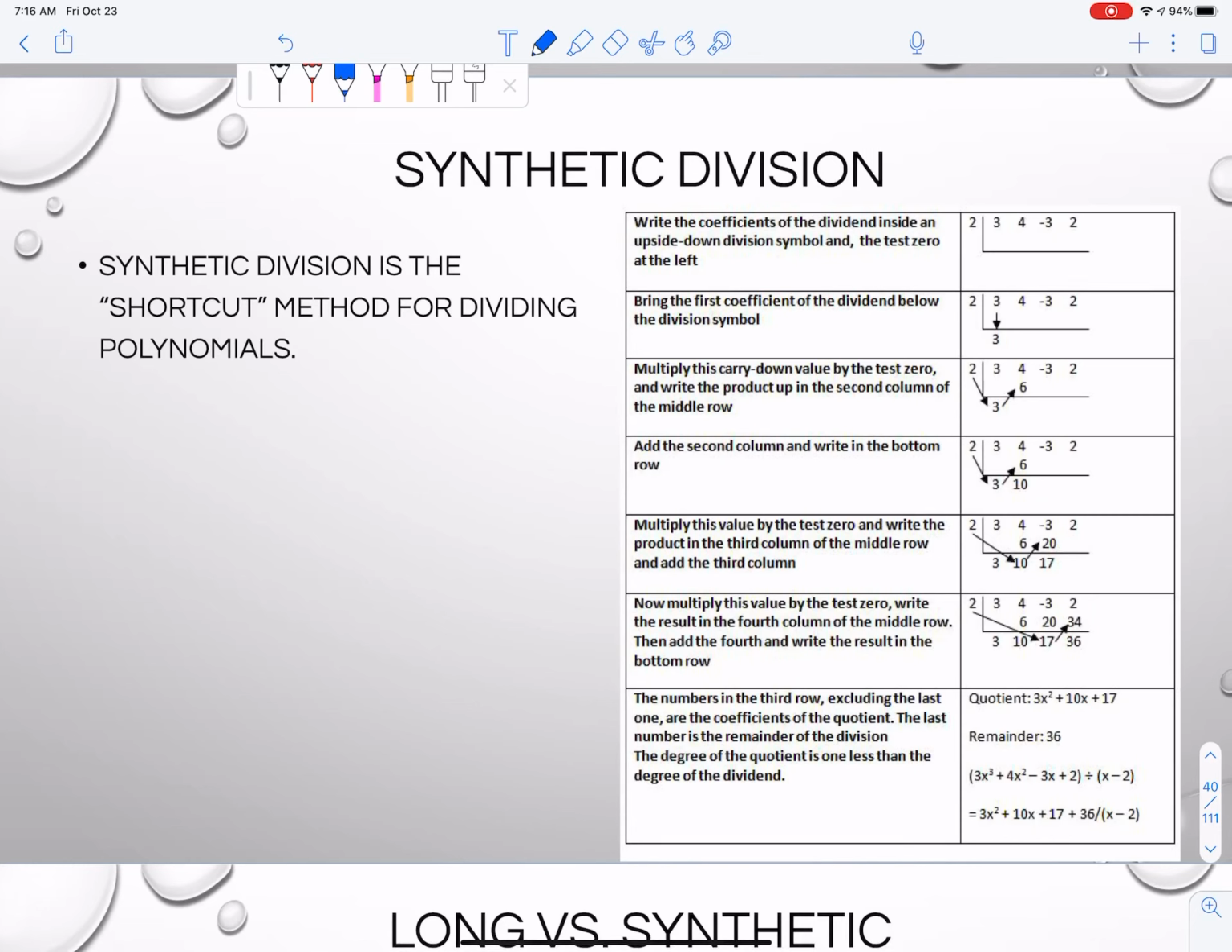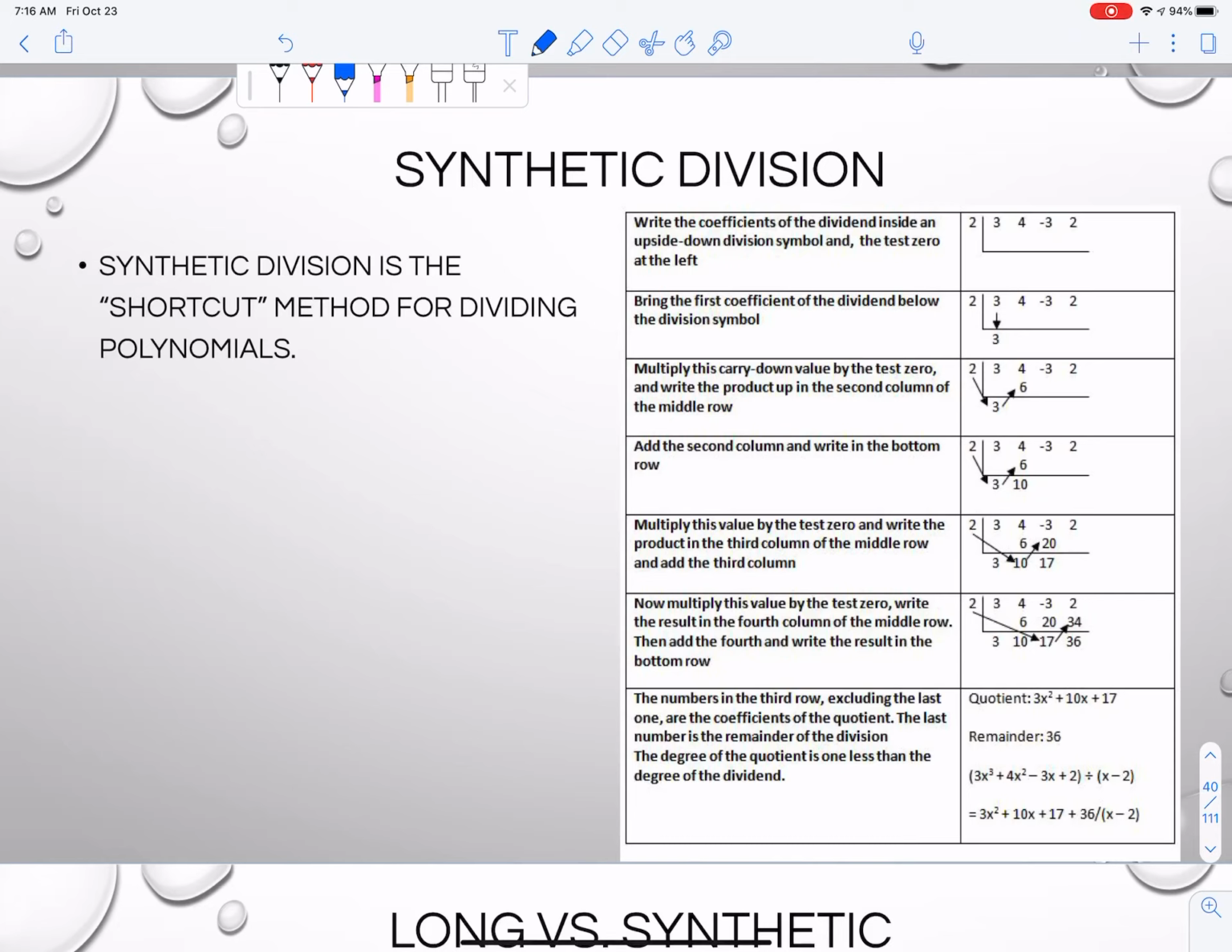All right, so the next thing we're taking a look at is synthetic division. Synthetic division is another method we can use to divide polynomials. It is a little bit more efficient, a little bit quicker. However, it's only going to work in certain cases. Polynomial long division works every single time, regardless of what type of functions I have.